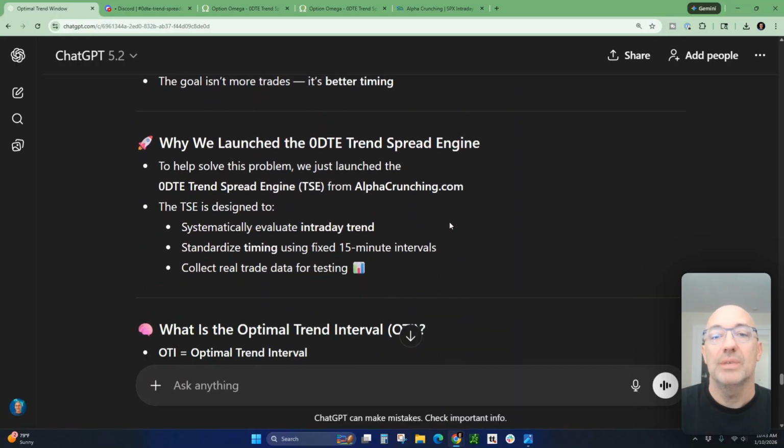We launched the Trend Spread Engine about a month ago to Alpha Crunching subscribers. If you want to gain access, I'll let you know how to do that at the end. But let's really talk about what it is. This is the 0DTE Trend Spread Engine from alphacrunching.com.